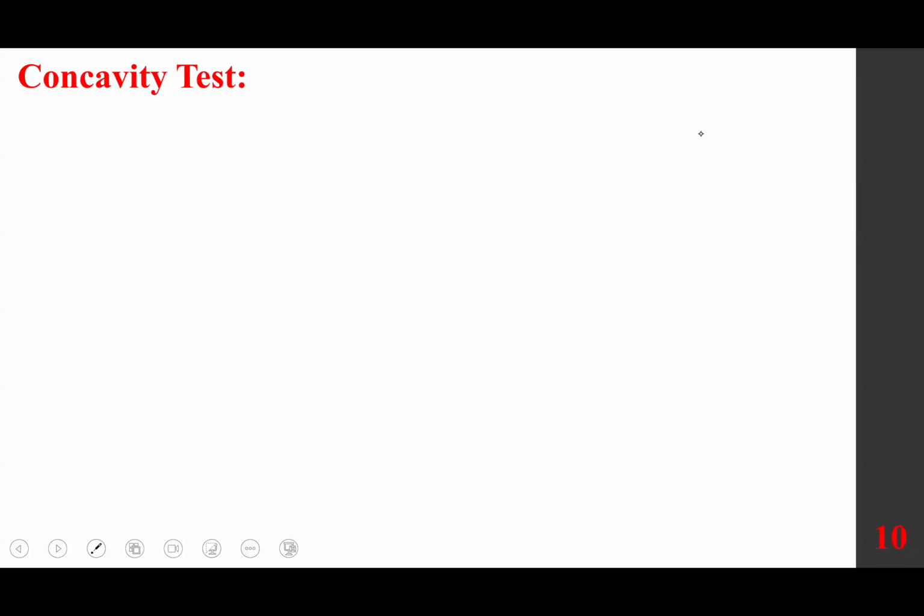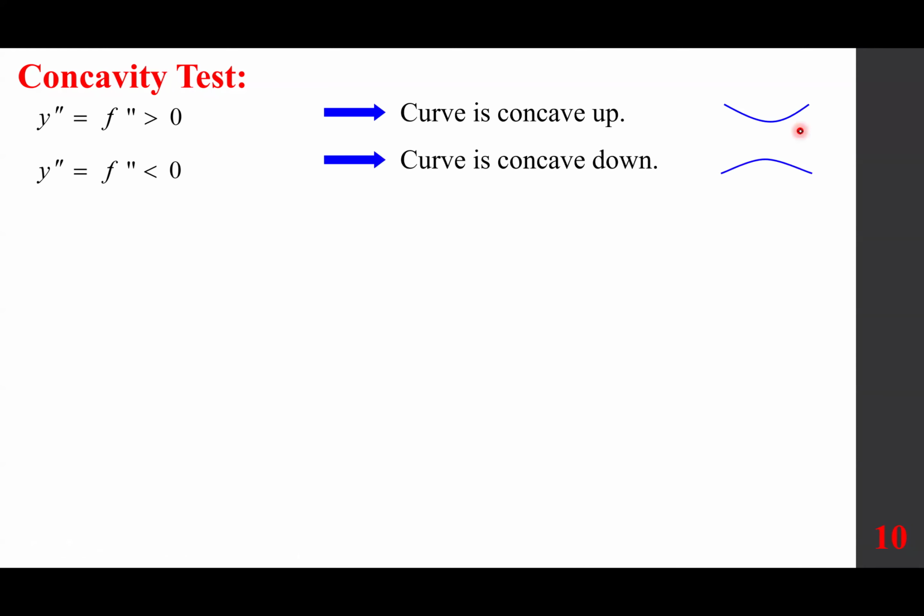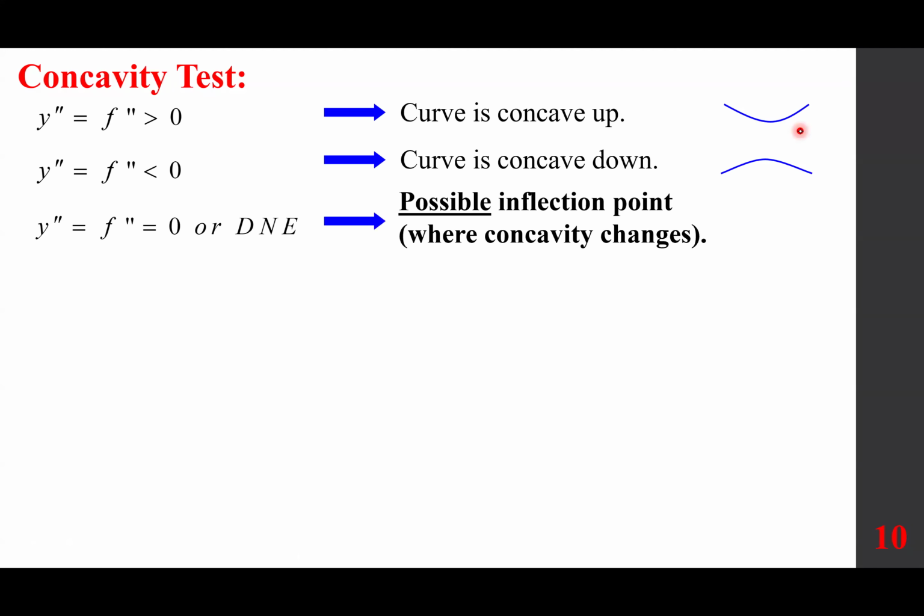Now, we also have the concavity test and the second derivative test. Those two are different. What is the concavity test? You find y double prime. When it's positive, it's concave up. That means it can hold water. When it's negative, it's concave down. And so when the change occurs, that's the location of an inflection point. Where do you find the inflection point? Possibly where f double prime equals zero or doesn't exist.